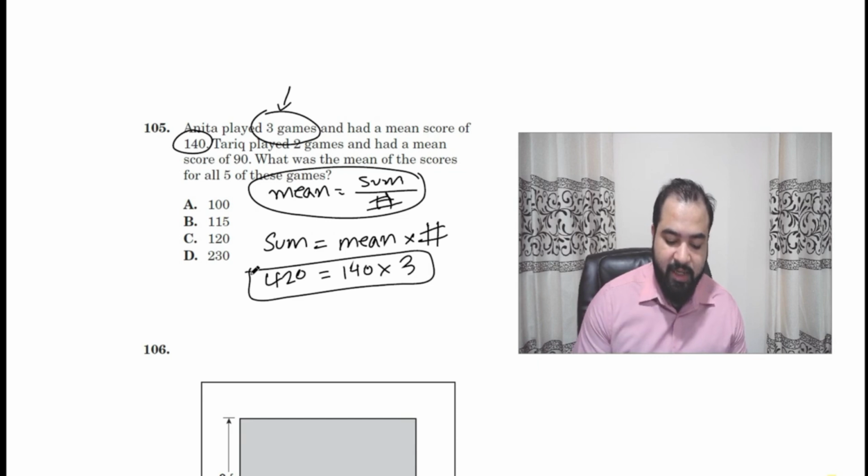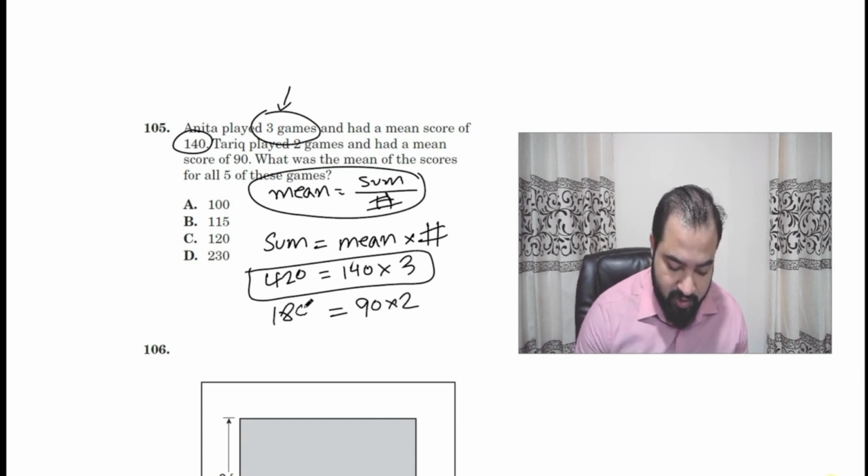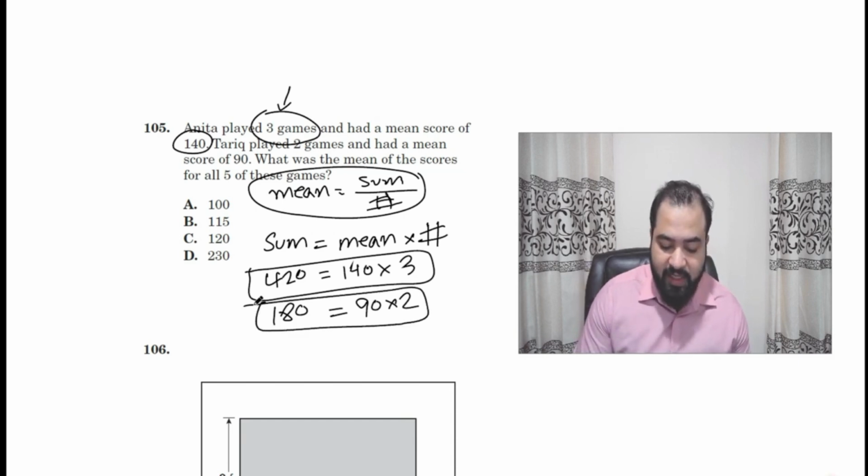And Tariq played 2 games and had a mean of 90. The sum of Tariq's games will be mean is 90 and it's 2 games. So total 180. So this is Tariq. Now they said, what was the mean score for all the 5 games?